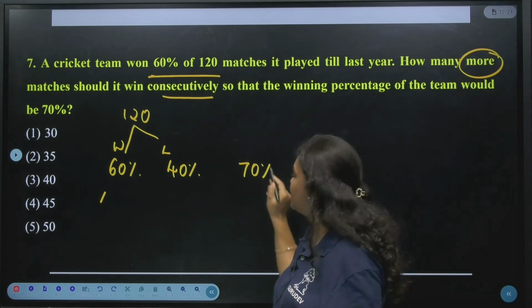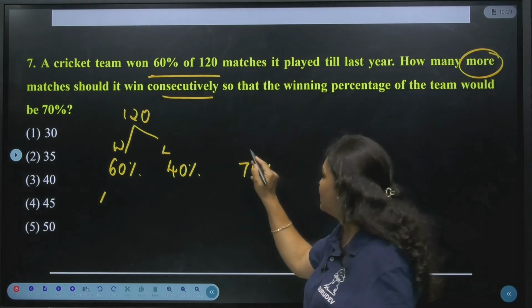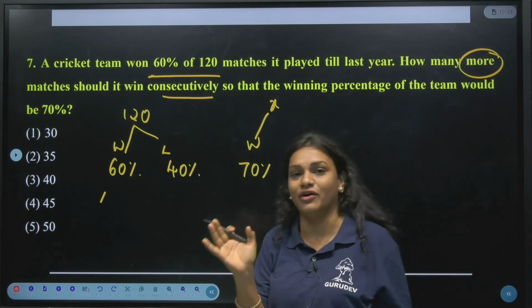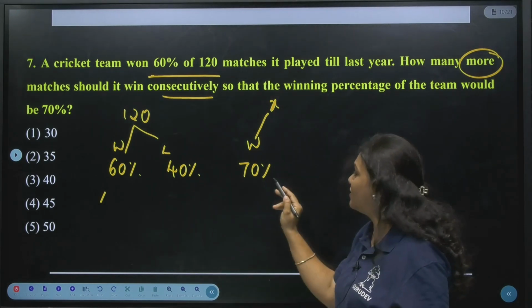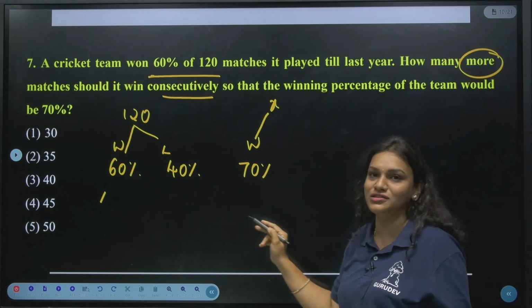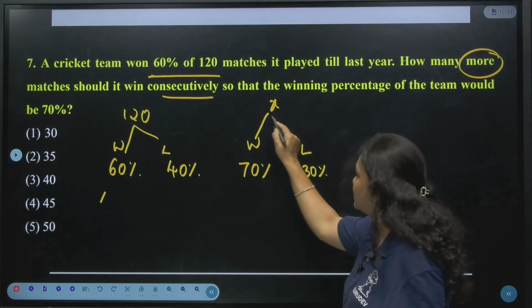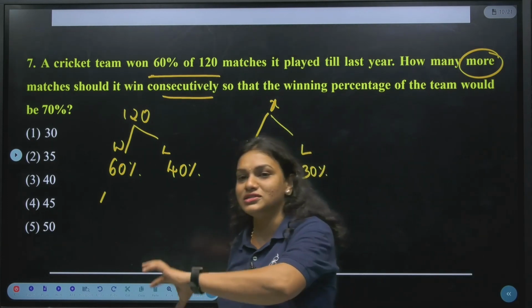their winning percentage should be 70%. So we don't know how many more matches they have to play. If their winning percentage is 70%, obviously, what about the remaining 30%? That 30% they have lost. Now just try to understand this.